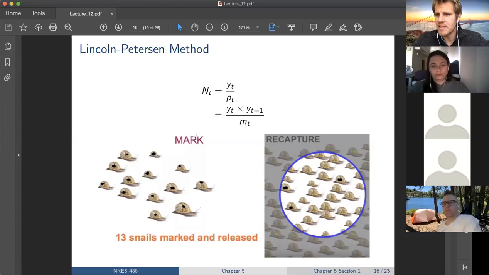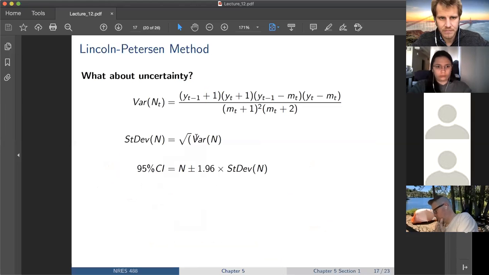Does this make conceptual sense? Seems fairly straightforward, right? You have a population, you mark some, you put them back into the population. The ones you recapture are a little mini representative in the entire population, and that gives you an estimate of detection probability.